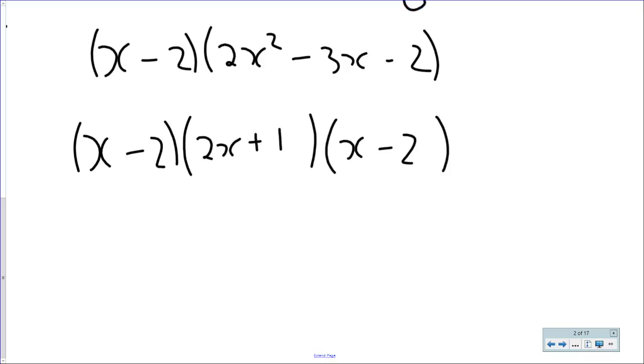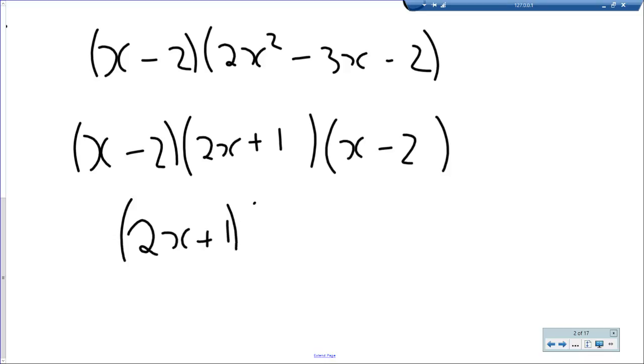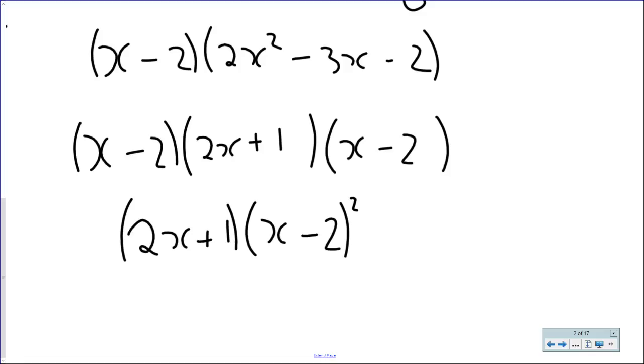Okay, so therefore we've now factorised this completely. Your factors have to be on the same line, and you can then rewrite that as 2x plus 1, okay, and then x minus 2 squared. We see that we've got a repeating factor there of x minus 2.